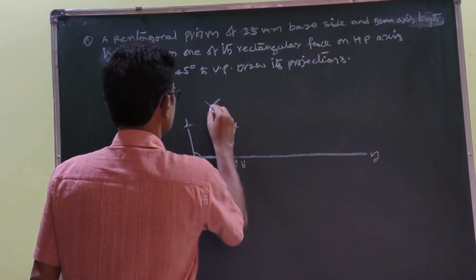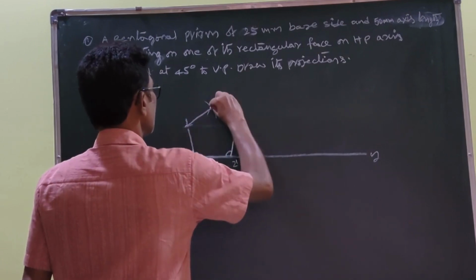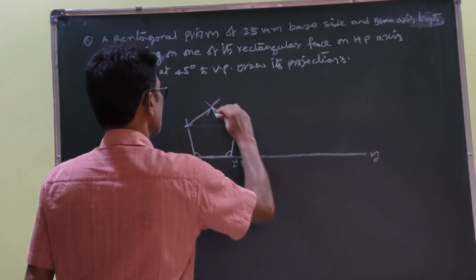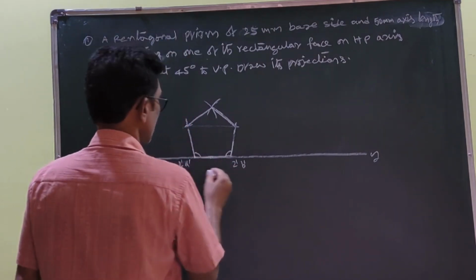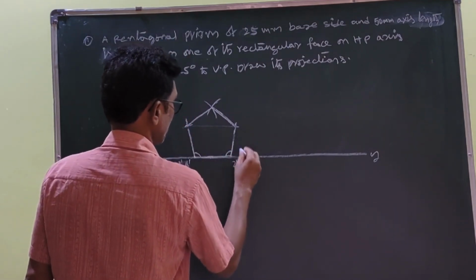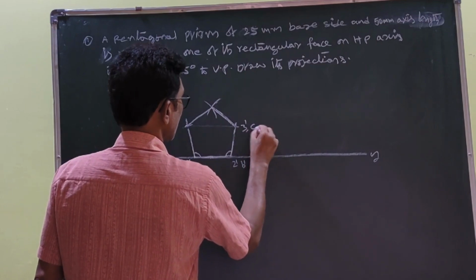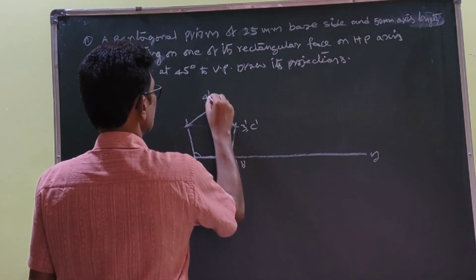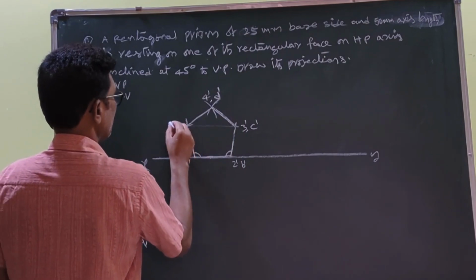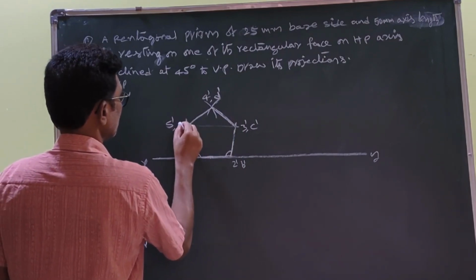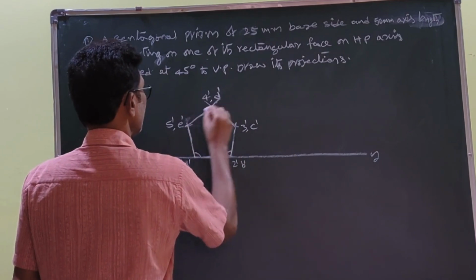Then you join these points. This is the line and this is the line, and you join this side as well. Once you join, we can name it: 3 dash C dash, 4 dash D dash, and this is 5 dash E dash. You construct the front view.